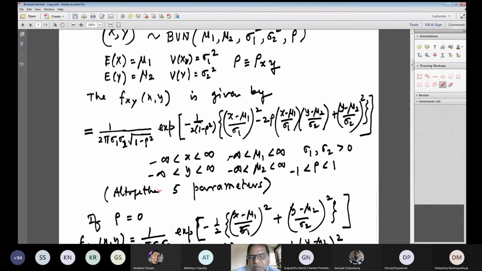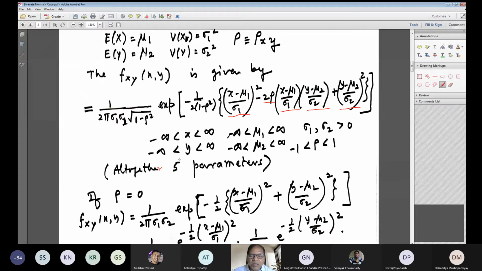So x minus mu1 by sigma 1 square, and then you write plus y minus mu2 by sigma 2 square. Then the product of these two, x minus mu1 by sigma 1 and y minus mu2 by sigma 2, and minus 2 rho is a multiplication factor. And here we have 1 by 2 into 1 minus rho square. So it is a complex expression, but if you make a little practice, it will be easier to remember.